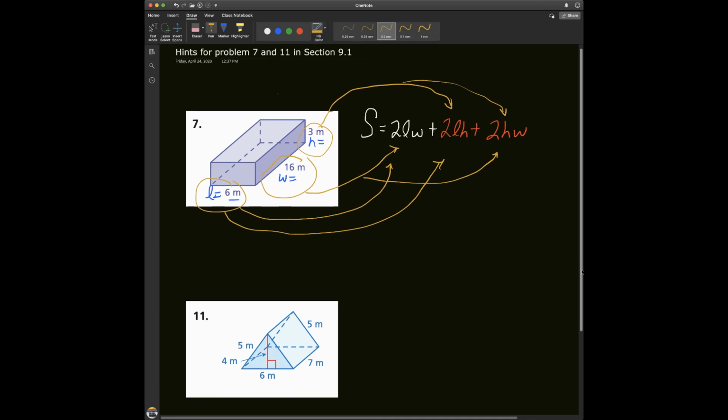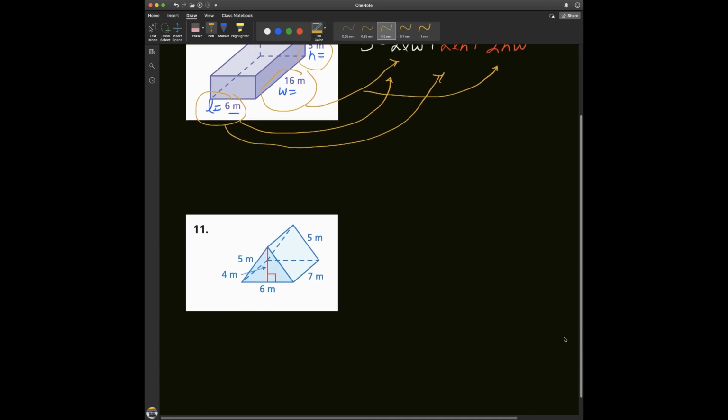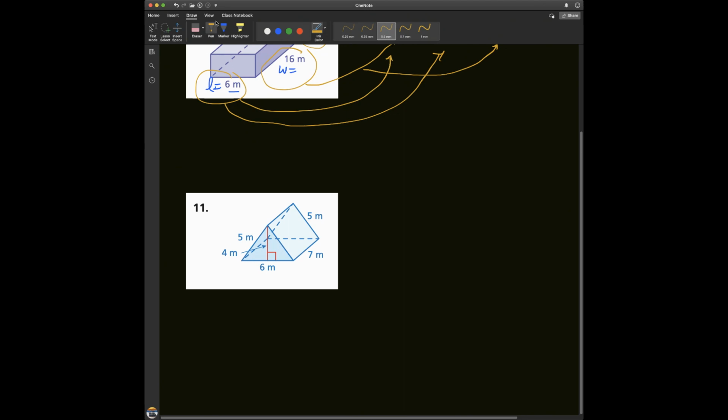Okay, let's look at problem number 11. So for this problem, we said the surface area equals the area of the bases plus the area of the lateral faces. Okay, so we need to calculate the area of the bases and the area of the lateral faces.